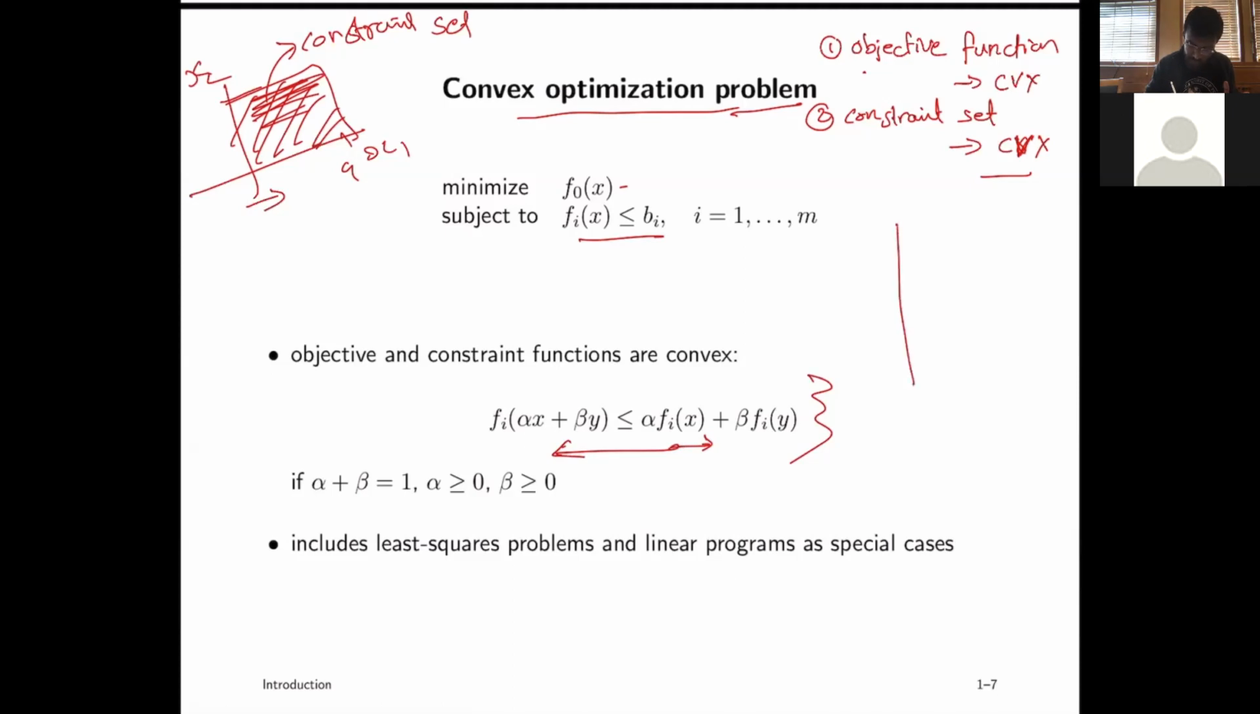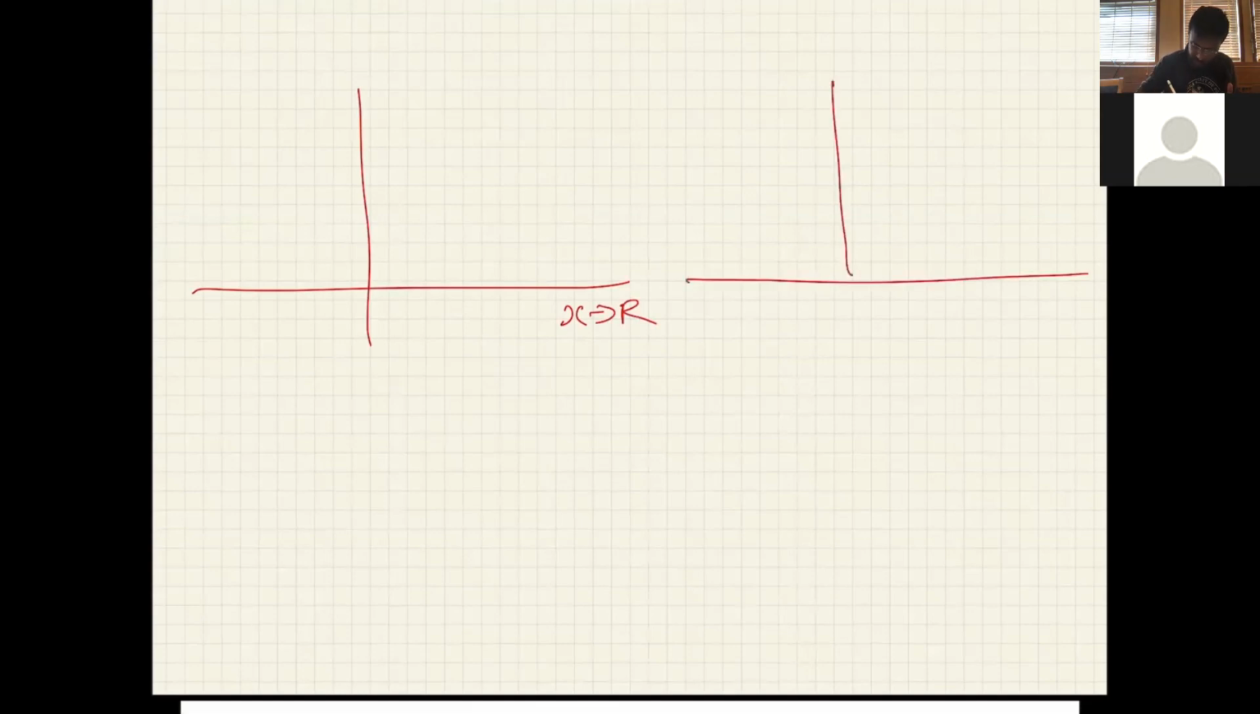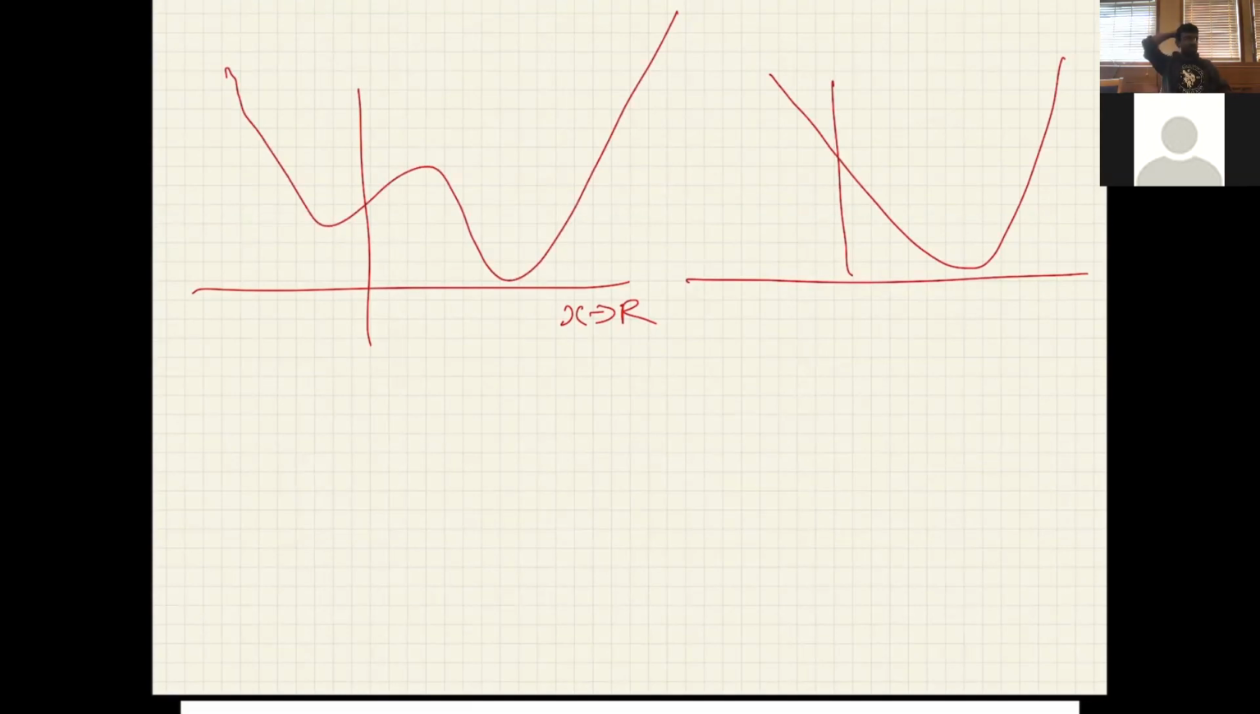Like for example, you have a function. I am drawing a function in R because it is easy to visualize. I will draw two functions. Okay, so one is this function, the other one is this function. Any guess which is convex? This is one, this is two. The second one is convex, the first one is non-convex, right? So why do you say that? The function with this kind of shape is usually convex.